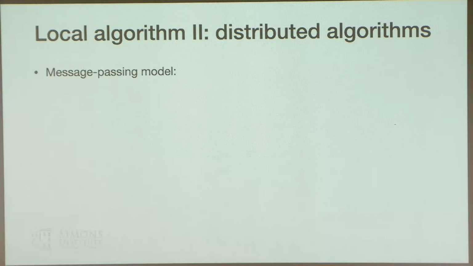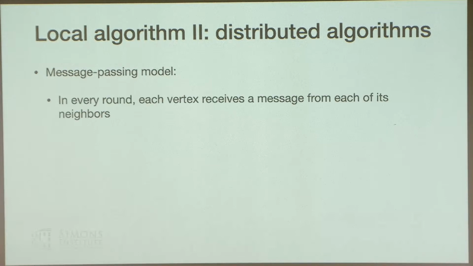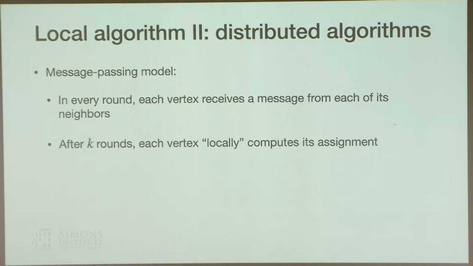Okay. So distributed algorithm, if you haven't seen before, is a message passing model where you have all these vertices of the graph, which are passing messages in each round. In every round, a vertex is allowed to receive a message from each of its neighbors. And after k rounds, each vertex, based on all the messages it receives from these neighbors in these progressive rounds, can decide what its assignment is. That's the idea of a local or distributed algorithm for Max-DICUT.